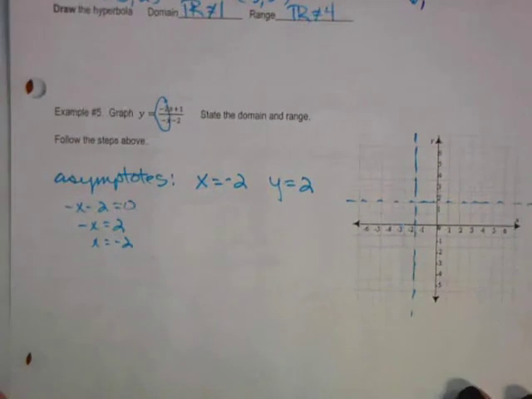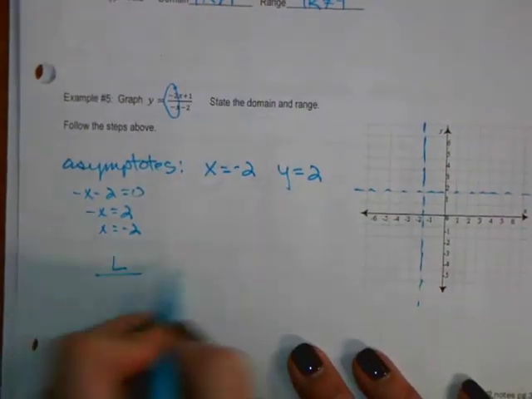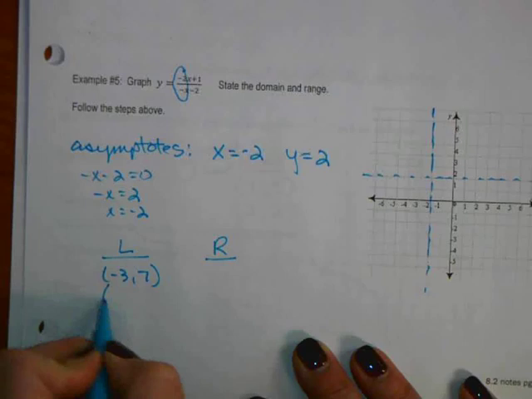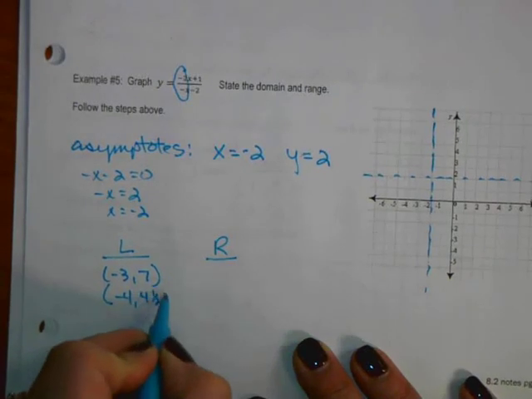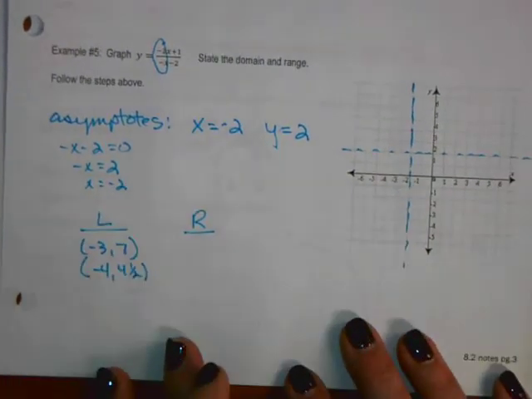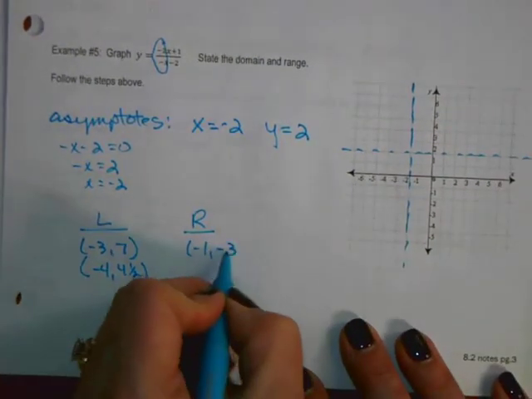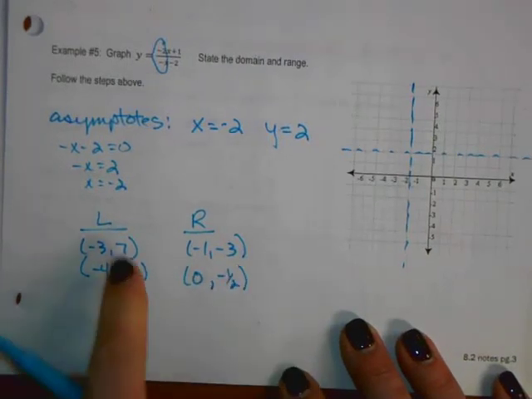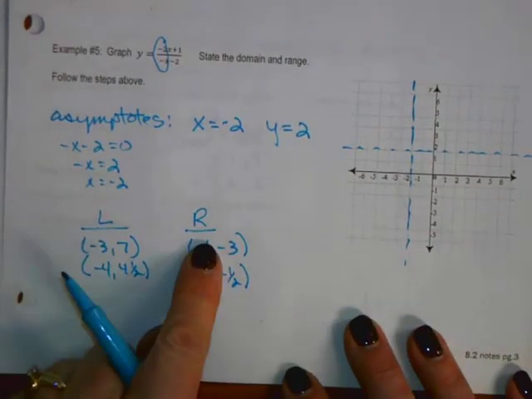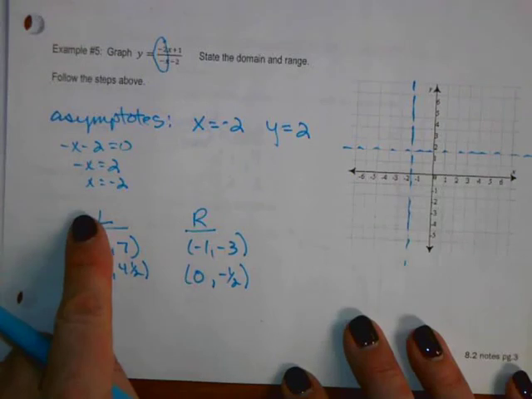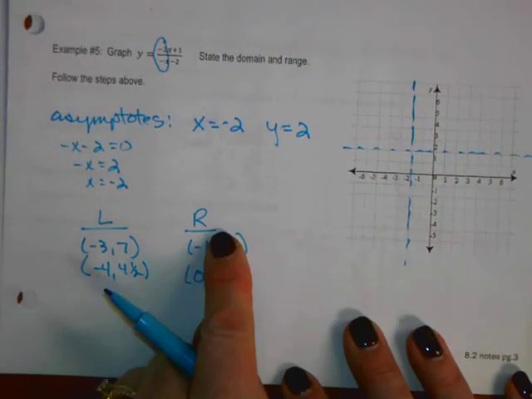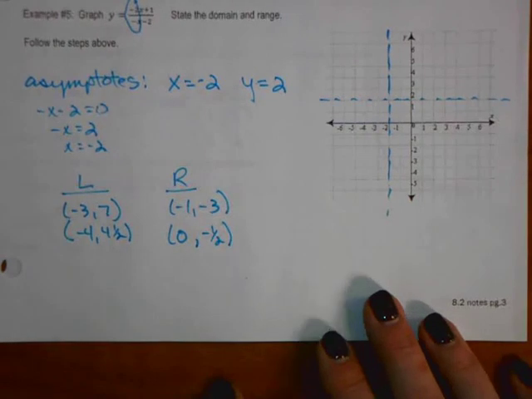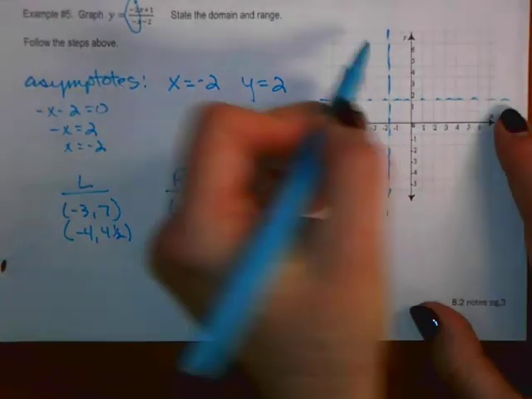And then I'll just give you the points for the sake of time. -3 and 7, -4 and 4.5, -1 and -3, 0 and -1/2. You know what I mean when I say left and right, correct? Yeah. Left of the vertical asymptote, right of the vertical asymptote. Graph those points.